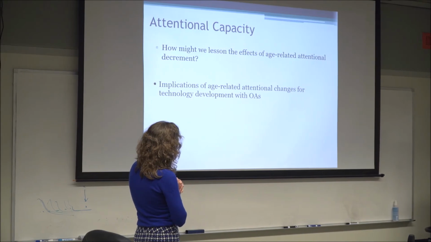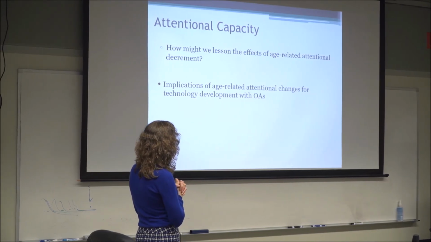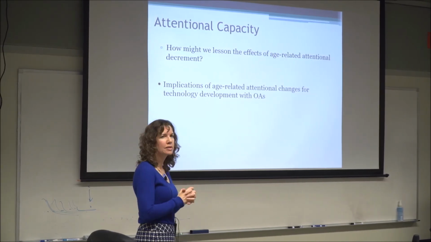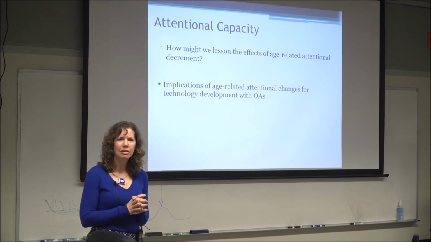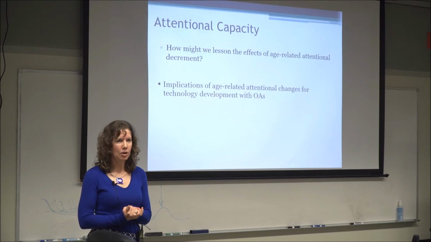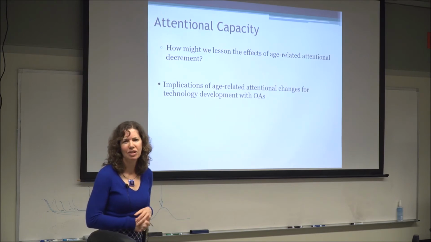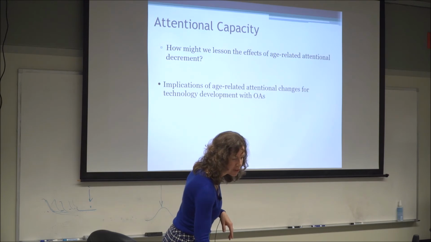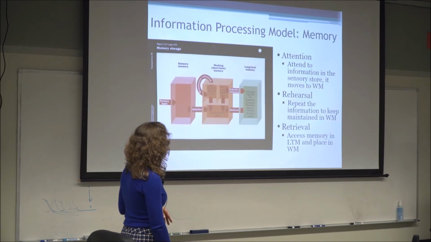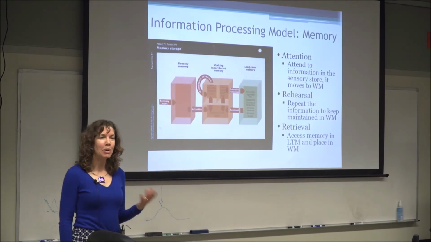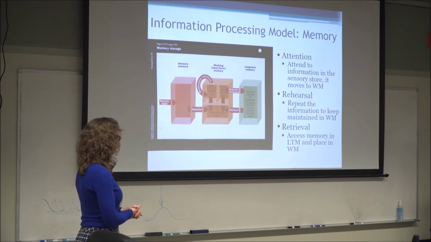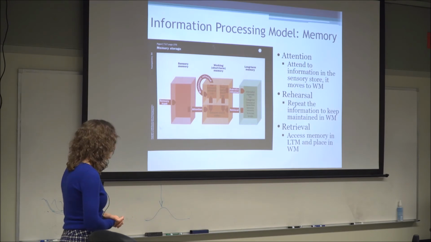So how might we lessen the effects of age-related attentional decrement? Well, let's ask that. We kind of did. But what can we do to lessen some of these age-related decrements for our older adults? So we talked about the contrast. I guess we kind of already talked about it. Okay, I'll let you guys go. We talked about it. All right, we're going to move on to talk about memory and some information processing models.